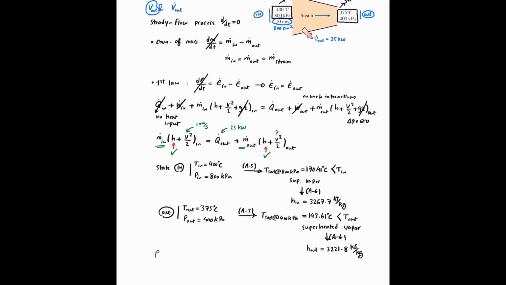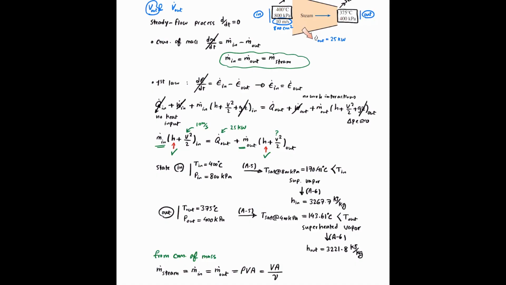So from conservation of mass, we see that m dot in is equal to m dot out, and we already call this m dot, or mass flow rate of steam. So m dot of steam is equal to m dot at the input, equal to m dot at the output. And what is the equation for mass flow rate? Density times velocity times area, or velocity times area divided by specific volume.